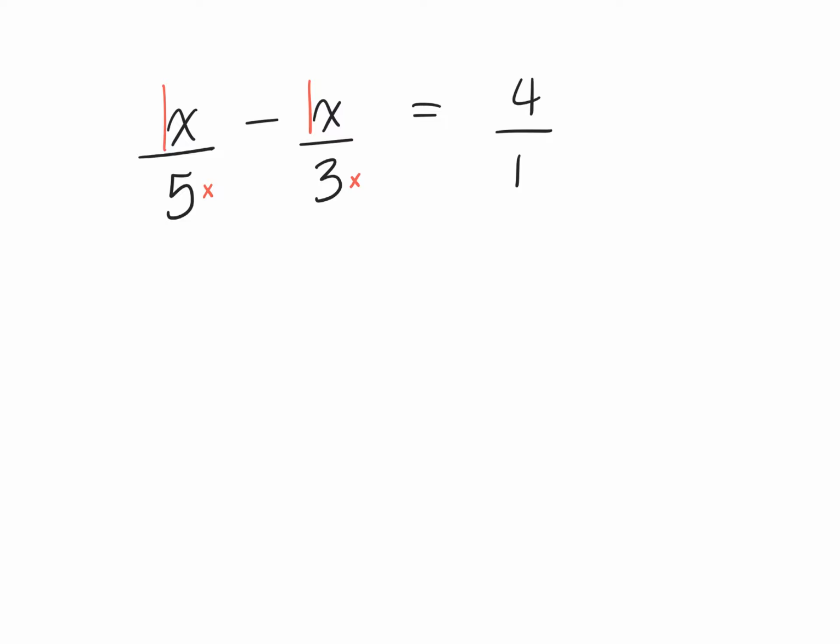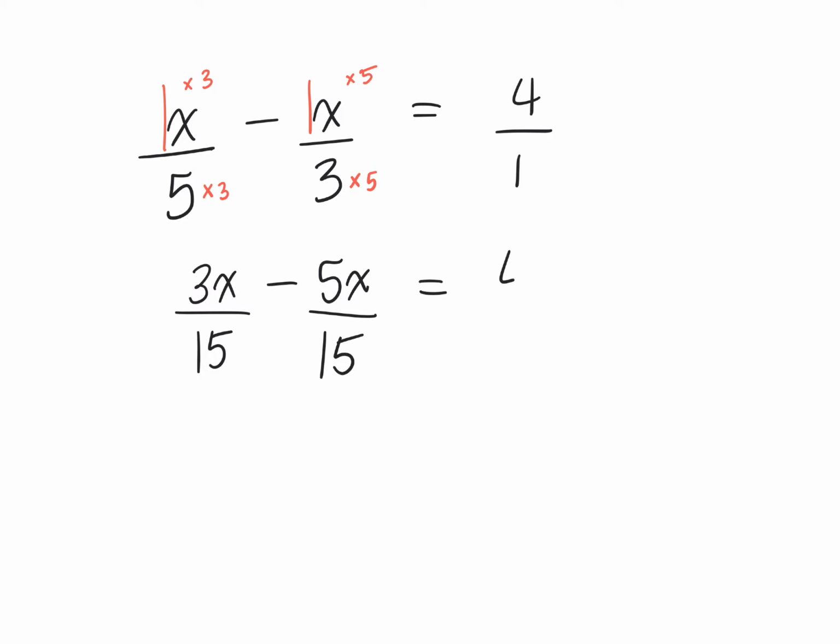The common denominator is 15, yes, so I have to multiply by 5 times 3 is 15, so I have to multiply this by 3. 3 times what is 15? So I have to multiply that by 5. So let's rewrite this with a common denominator. So 1x times 3 is 3x over 15. Take away 5x over 15 equals 4.